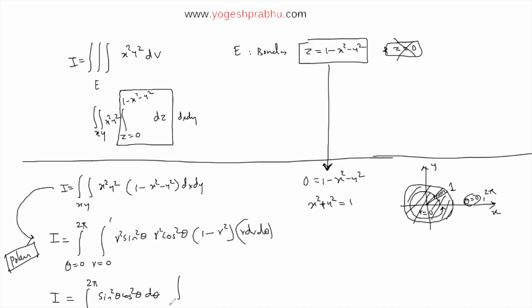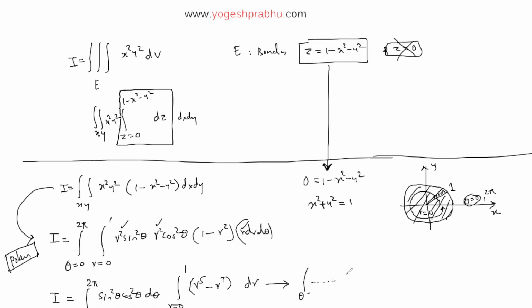How many r's do you have? 2 plus 2 is 4, and 1 more is 5, and another r square. So multiplying here, it is r to the 5 minus r to the 7. This is correct. Then just keep on solving, but it's not going to be easy. Integration of theta we will do later.